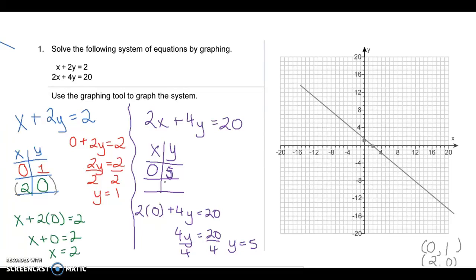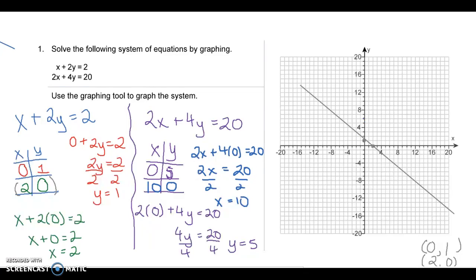Now I'm going to do the same thing, but I'm going to plug in 0 for y. Again, I like to use zeros if I can. So it becomes 2x plus 4 times 0 equals 20. 4 times 0 is just 0, so that's just 2x equals 20. Divide by 2, and x equals 10. Again, I can pick other numbers, but I like to start with zeros. If you're going to pick other numbers, you want numbers that divide by 2 or divide by 4 to try to avoid fractions. As long as you have two good numbers, you can graph.